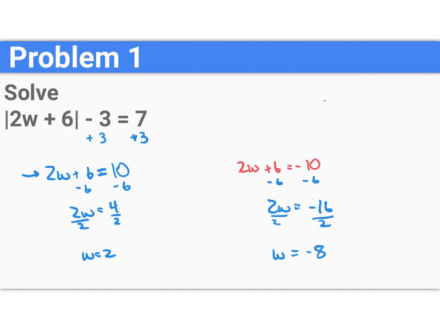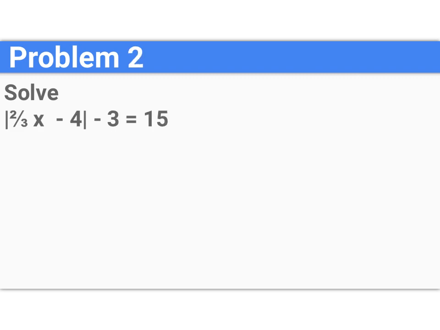So let's see if negative 8 works. 2 times negative 8 is negative 16. Negative 16 plus 6 is negative 10. The absolute value of negative 10 is 10, minus 3 is 7. Okay, so it works. So our two answers are there. And let's look at our next problem.